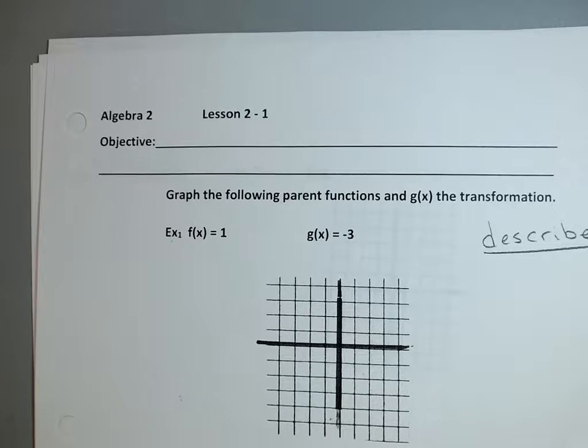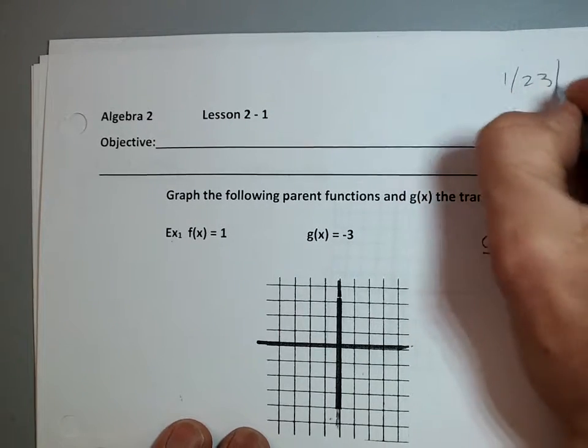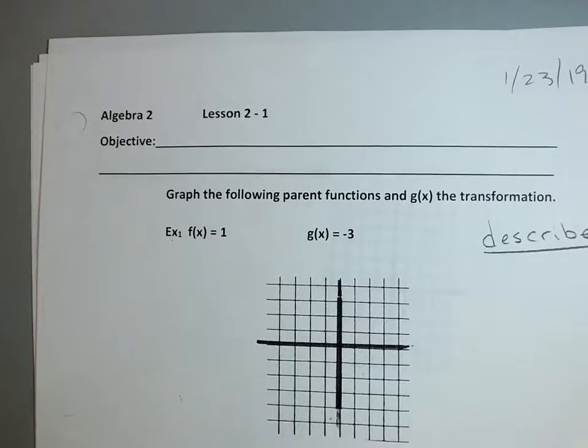So today is the 23rd, huh? 1/23/19. So our objective, here's what we're going to do today.